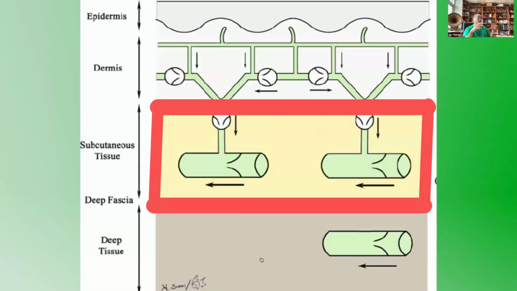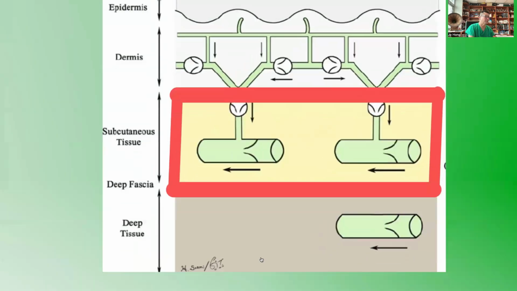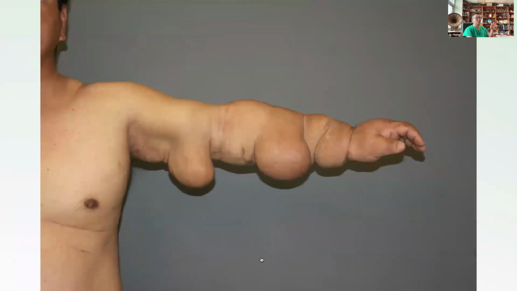Now, remember, where does the fluid accumulate? It accumulates in the fat. So theoretically, if we remove the fat, then the chances of the fluid accumulating would decrease.